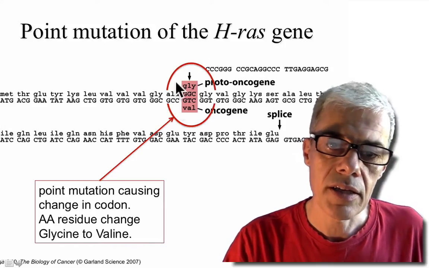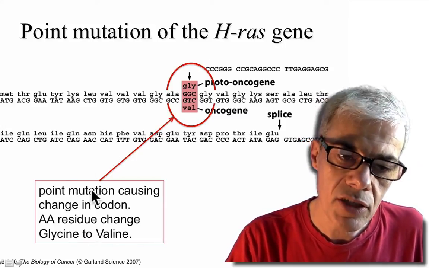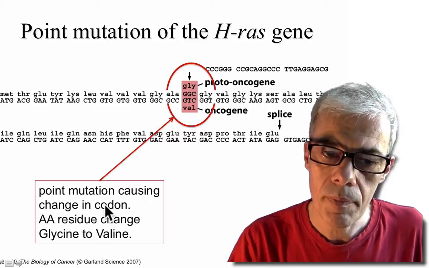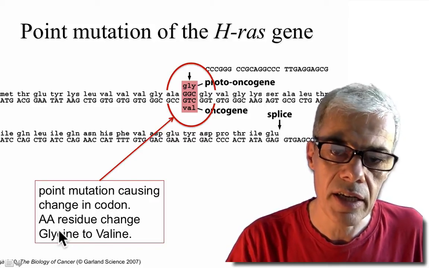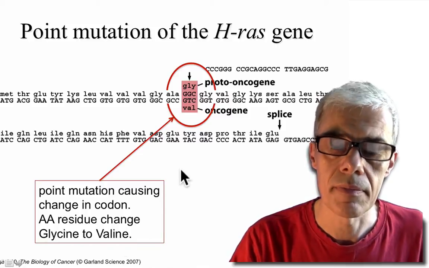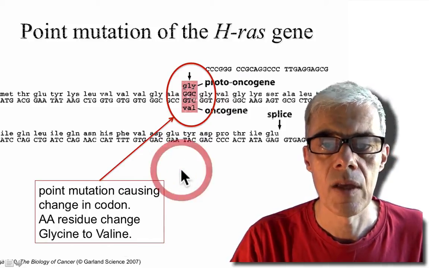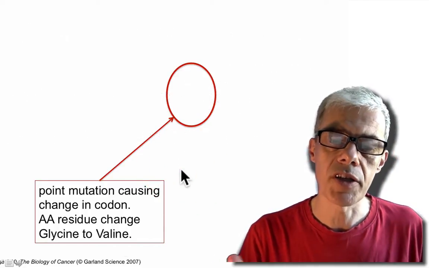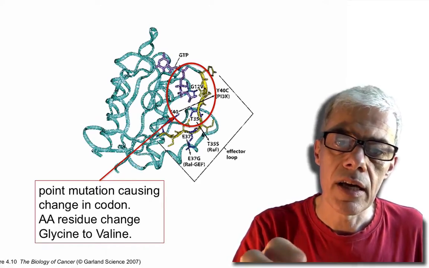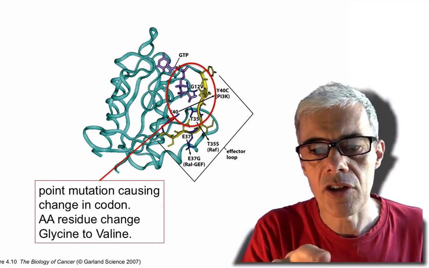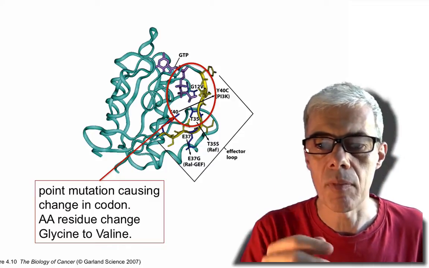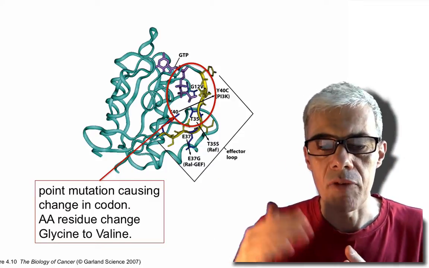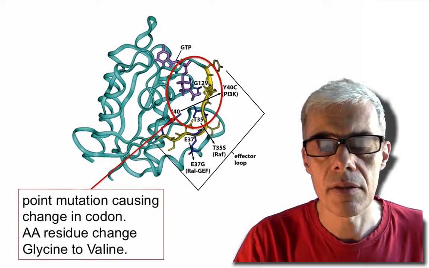So as highlighted here, there's a point mutation causing a change in the codon, and the amino acid residue change results in glycine changing to valine. Now, how does that look in the actual protein? Shown here is a 3D structure of the Hras protein, taken from another one of these presentations in cancer genetics.